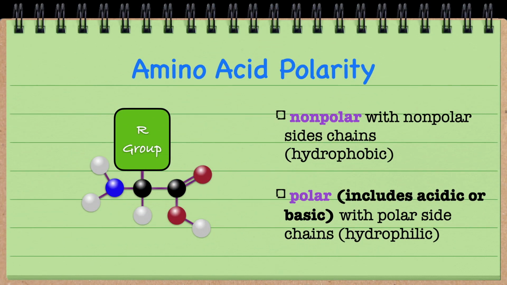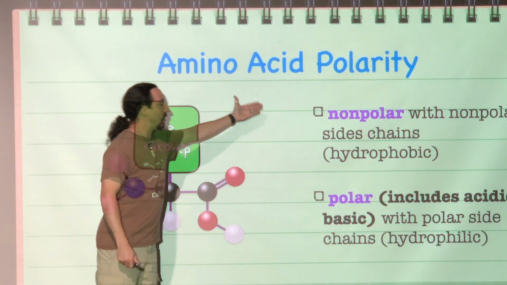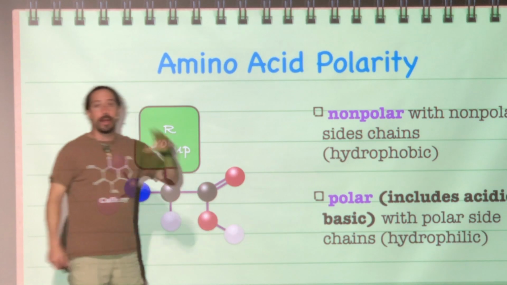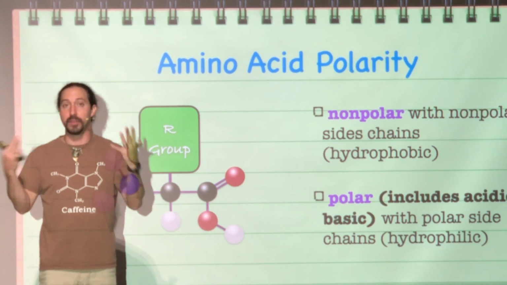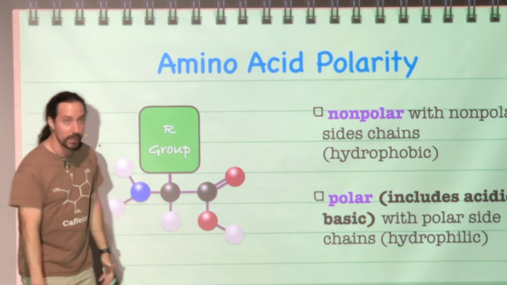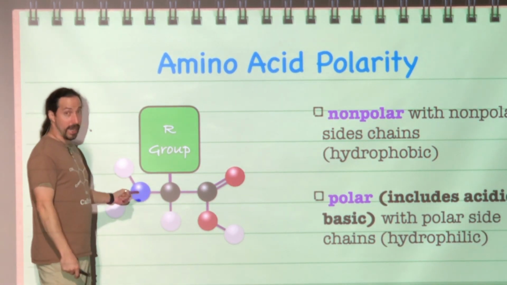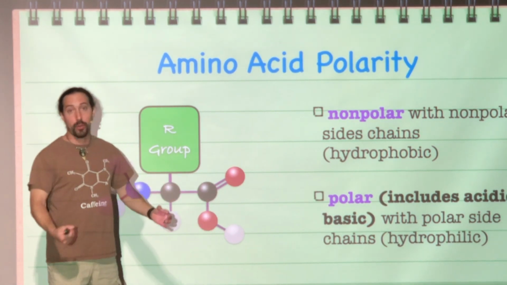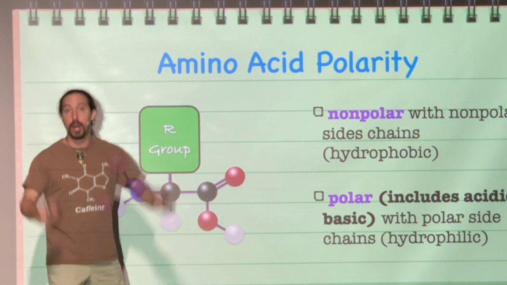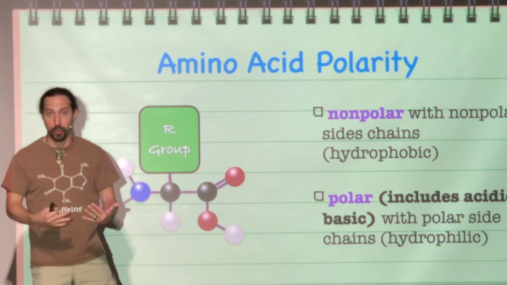Now, amino acids, the way that they get categorized is by polarity, whether they are nonpolar or polar. And that is not based upon the whole molecule of the amino acid, because if it was, it would just be polar, because the amine group is polar and the carboxyl group is polar. So amino acids, by definition, are polar. They have to be polar. They always will be polar.